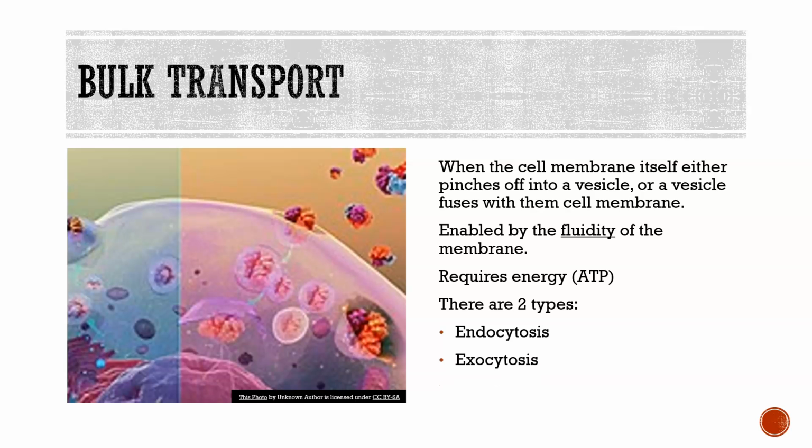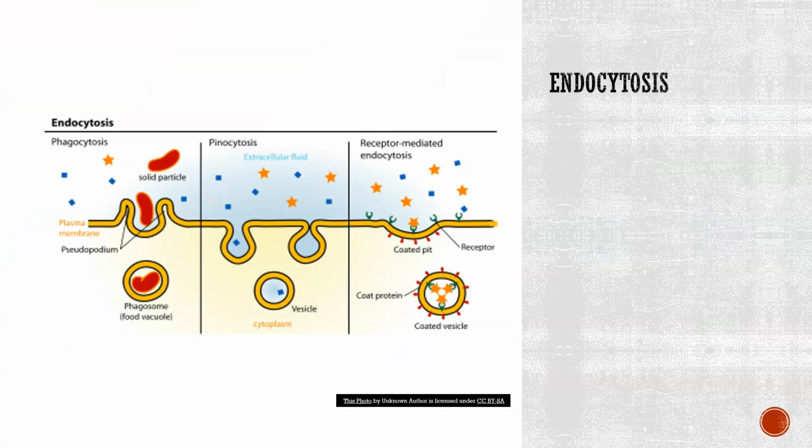Let's look at each one of them separately. If we look at endocytosis, we've got three different types here that you can see. The first is phagocytosis, where the membrane moves up to make a vesicle to surround a solid particle. Then we've got pinocytosis, where there is already an indent in the membrane and our molecule moves into that and then it gets pinched off. And then we've got receptor-mediated endocytosis.